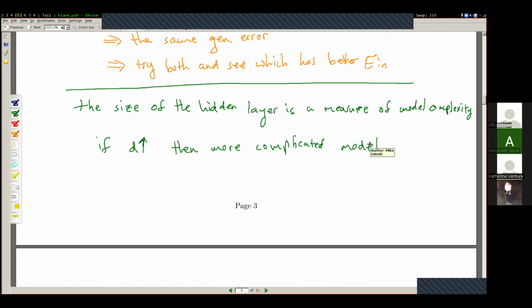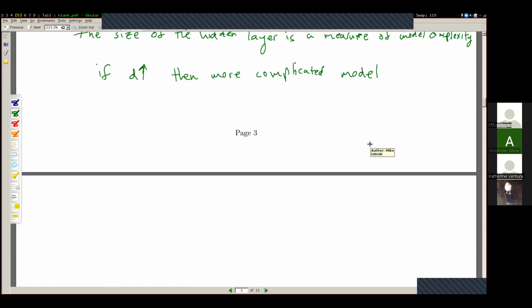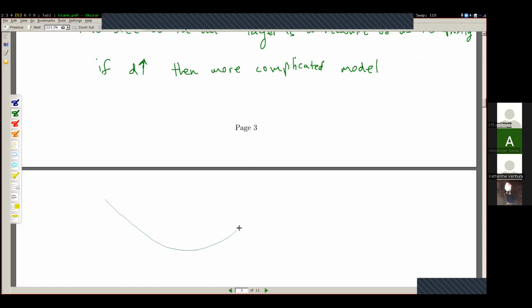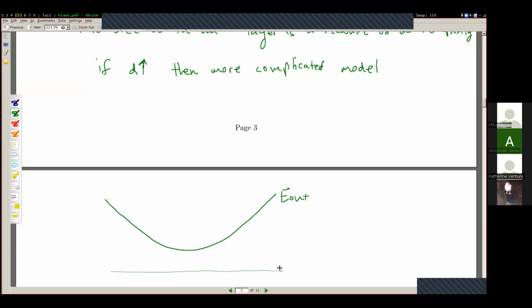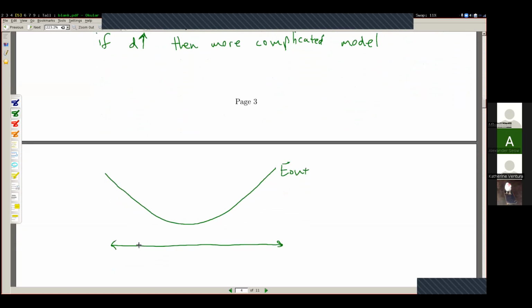And so we're going to have some sort of E out that looks like this, where this hidden layer size is our measure of model complexity. If we have a smaller hidden layer, then our E sub n will be really large and we get bad results that way. A very large hidden layer, then our generalization error will be large, bad that way. And so there's this sweet spot down here that you have to somehow find.